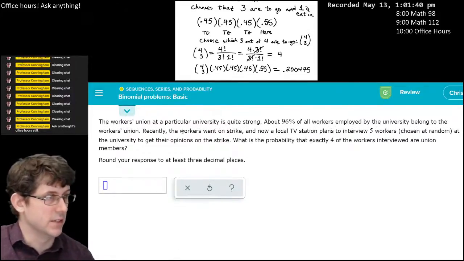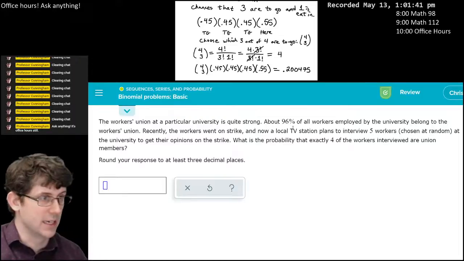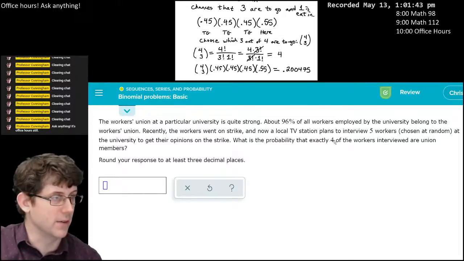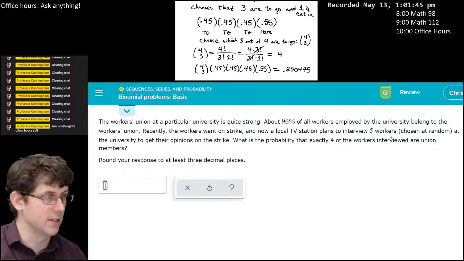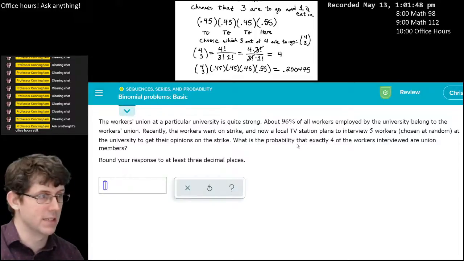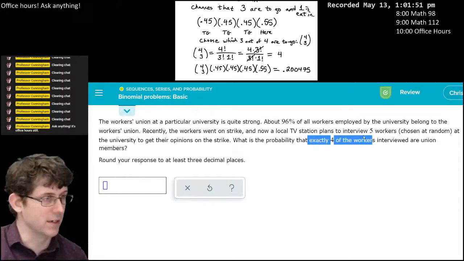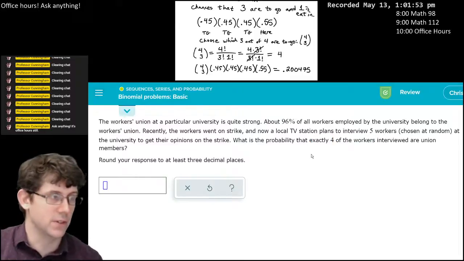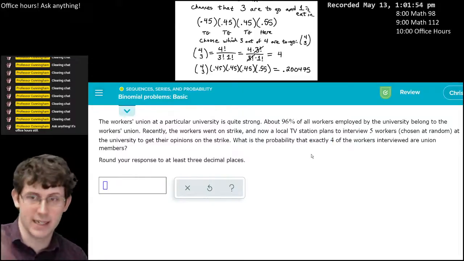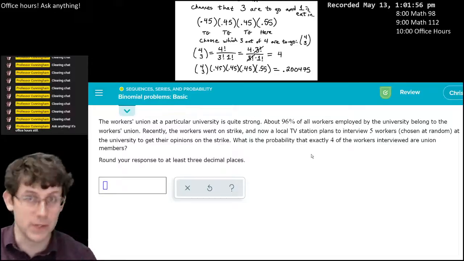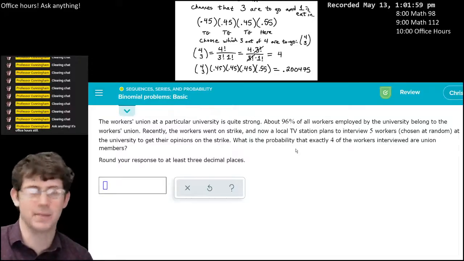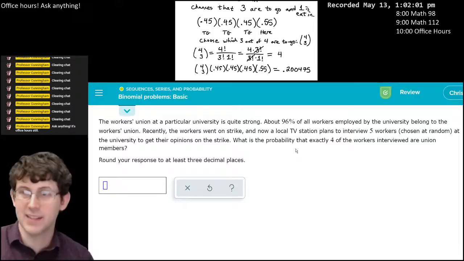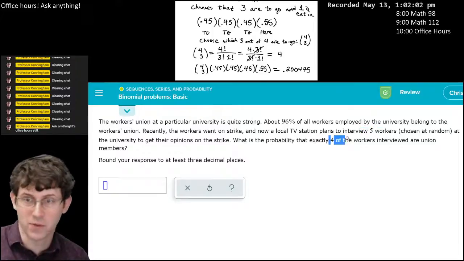Workers' union at a particular university is strong. 96% of workers belong to the union. Recently they went on strike. They plan to interview 5 workers to get their opinions. What is the probability that exactly 4 are in the union? So you'll do 96% multiplied by itself a bunch of times, and 4%, the opposite, multiplied by itself sometimes. And then you will multiply the result by 5 choose 4.